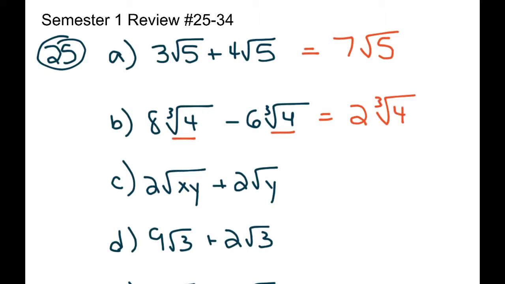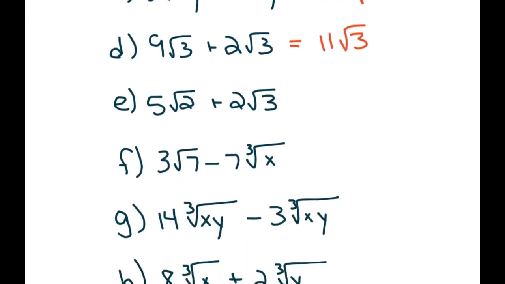Notice in C, however, we have the square root of xy in the first term and the square root of y in the second term. I cannot combine them, so we say it's already simplified. D, 9 the square root of 3 plus 2 the square root of 3 is 11 the square root of 3. All right, E, 5 the square root of 2 plus 2 the square root of 3. These are not the same, therefore they cannot be combined, so we just say it is simplified.